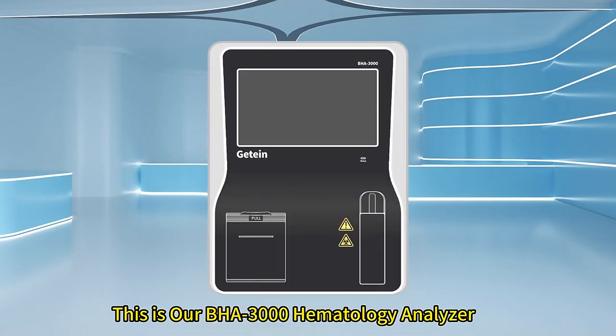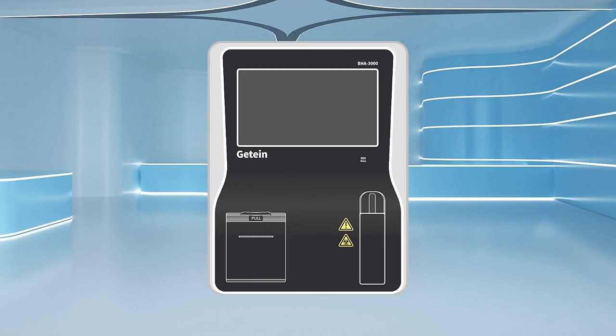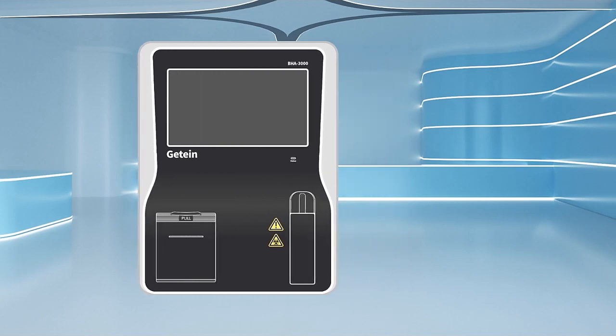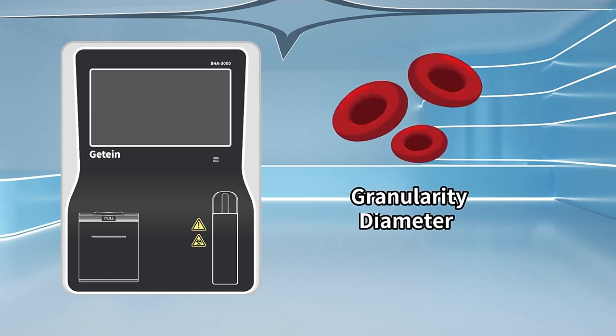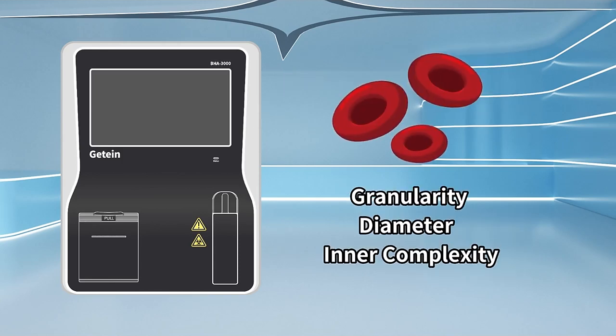Hello, today we would like to introduce you the BHA 3000 Hematology Analyzer. The Jetin BHA 3000 Hematology Analyzer utilizes both Coulter's principle and Beer-Lambert law to determine the granularity, diameter, and inner complexity of the cells.